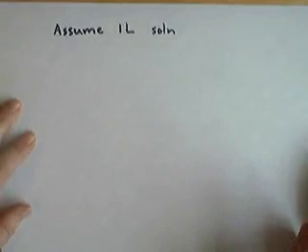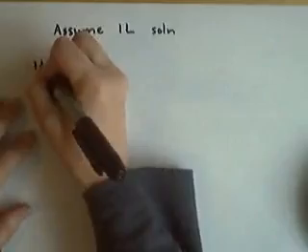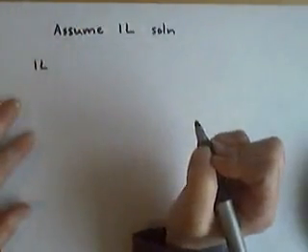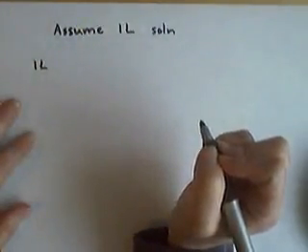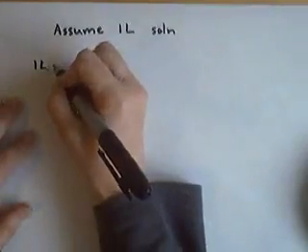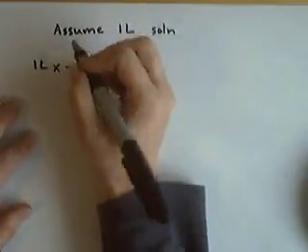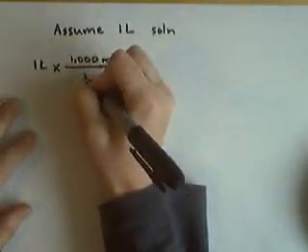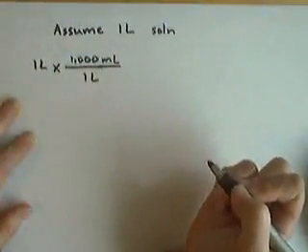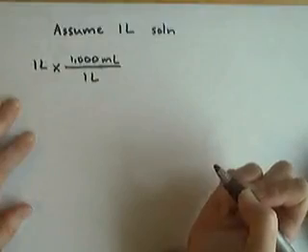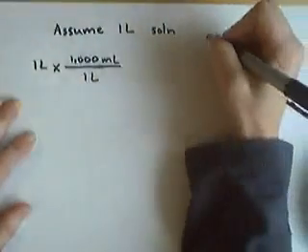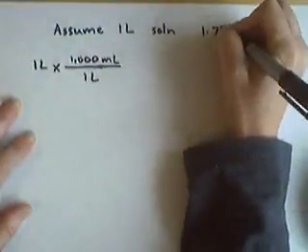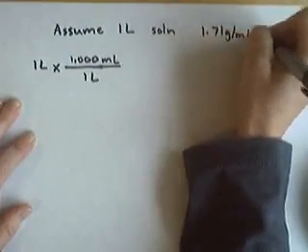If we have 1 liter of this phosphoric acid, how many grams of solution do we have? Okay? If we have 1 liter in volume of phosphoric acid, that means we have 1,000 milliliters of solution, right? 1,000 milliliters of solution. And we're given a density. The density is 1.71 grams per milliliter.